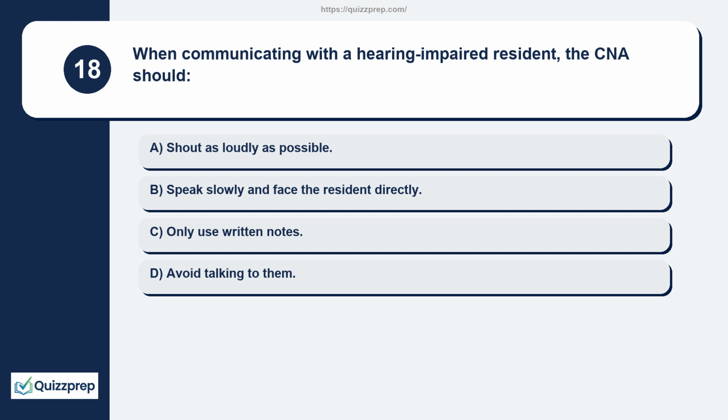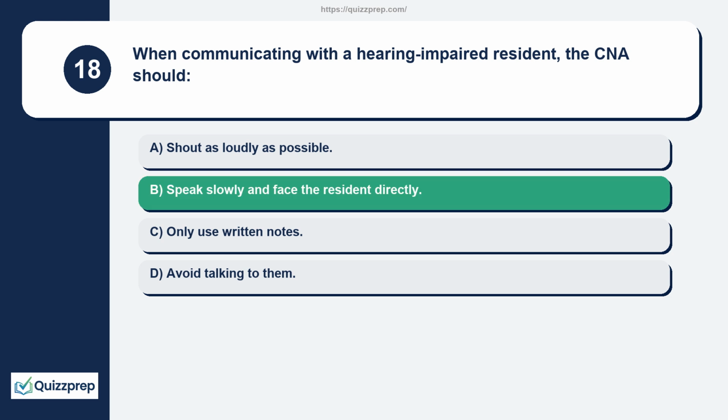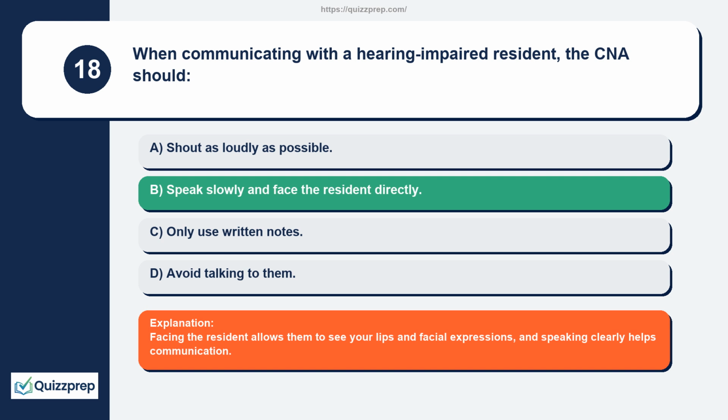Question 18. When communicating with a hearing-impaired resident, the CNA should shout as loudly as possible, speak slowly and face the resident directly. Only use written notes. Avoid talking to them. Facing the resident allows them to see your lips and facial expressions, and speaking clearly helps communication.